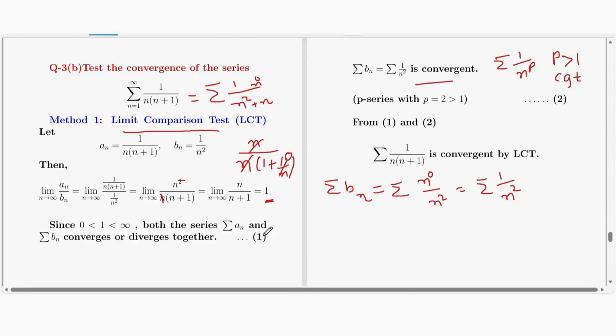So now from 1 and 2, what we conclude? First result में हमें क्या देखा? सीरीज an और bn का कन्वर्जेंस क्या है? सेम है. सेकंड में हमने क्या देखा कि bn सीरीज कन्वर्जेंट है. ओके. तो हम ये लिख सकते हैं कि an सीरीज भी क्या है? कन्वर्जेंट है फ्रॉम दिस रिजल्ट. ओके. So from 1 and 2, series 1 upon n plus 1 is convergent by limit comparison test.